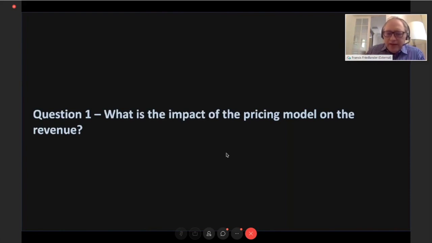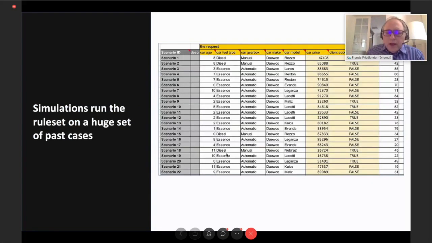In our economy, what is key is change, agility. And so one of the main purposes of the business rule approach is to make this change as sustainable as possible. So question number one, what is the impact of the pricing model on the revenue if I change the business rules? For this, we have this capability called simulation, where you take some real data, and it is very important to take real data because it represents rather well what is going to happen in the future, several 100,000 or million cases.